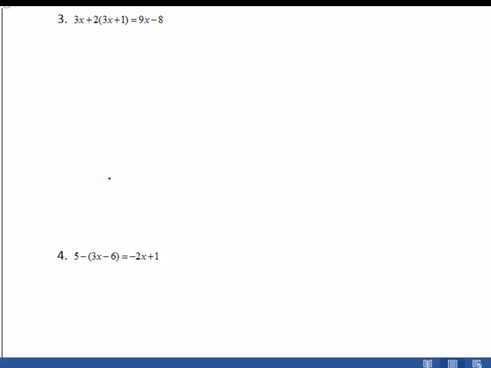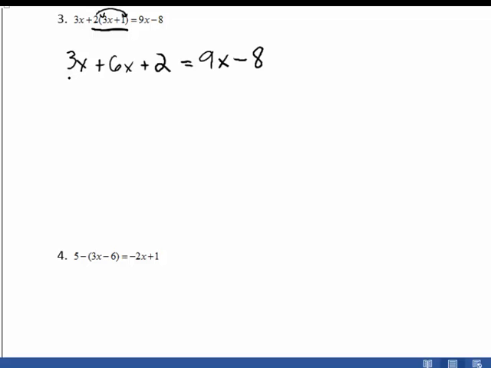Number 3. Alright, so they're getting a little longer, a little more complicated. Anytime you have these parentheses, you're going to want to distribute, right? So first thing I do is distribute that 2. So that gives me 3x plus 6x plus 2. That's what happens when I distribute the 2 to 3x plus 1. And that equals 9x minus 8.